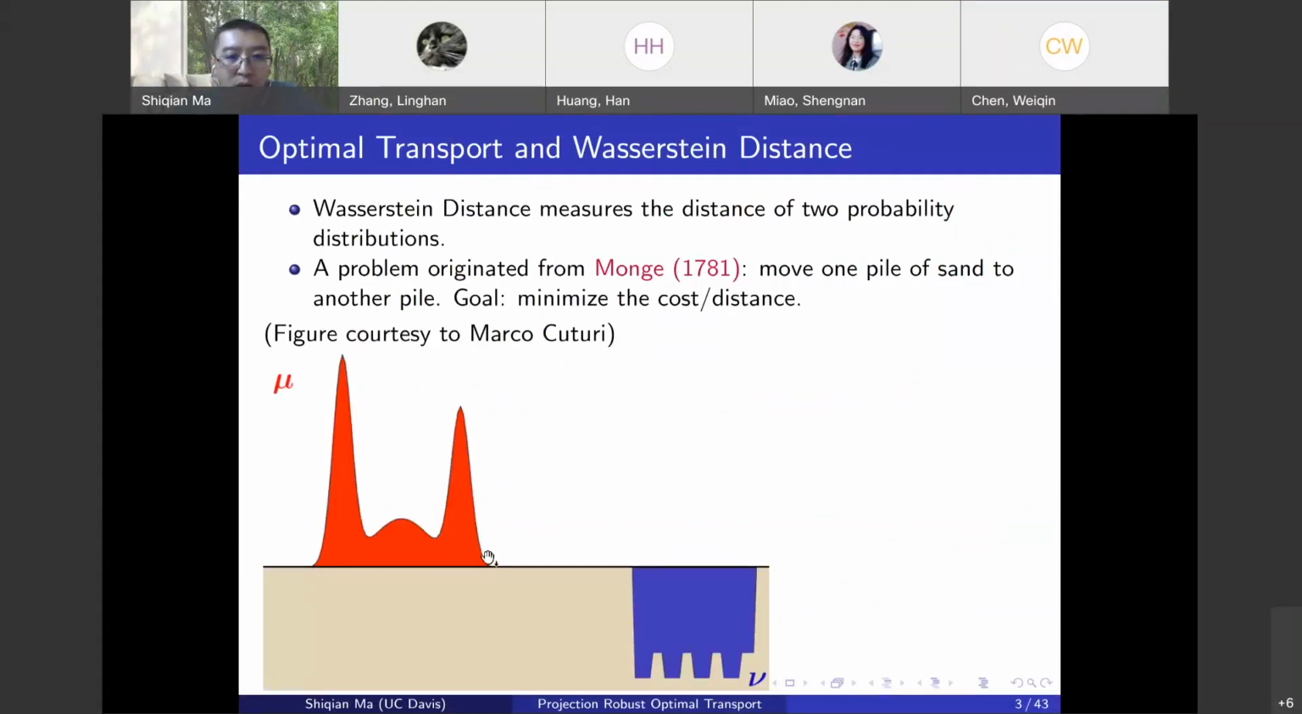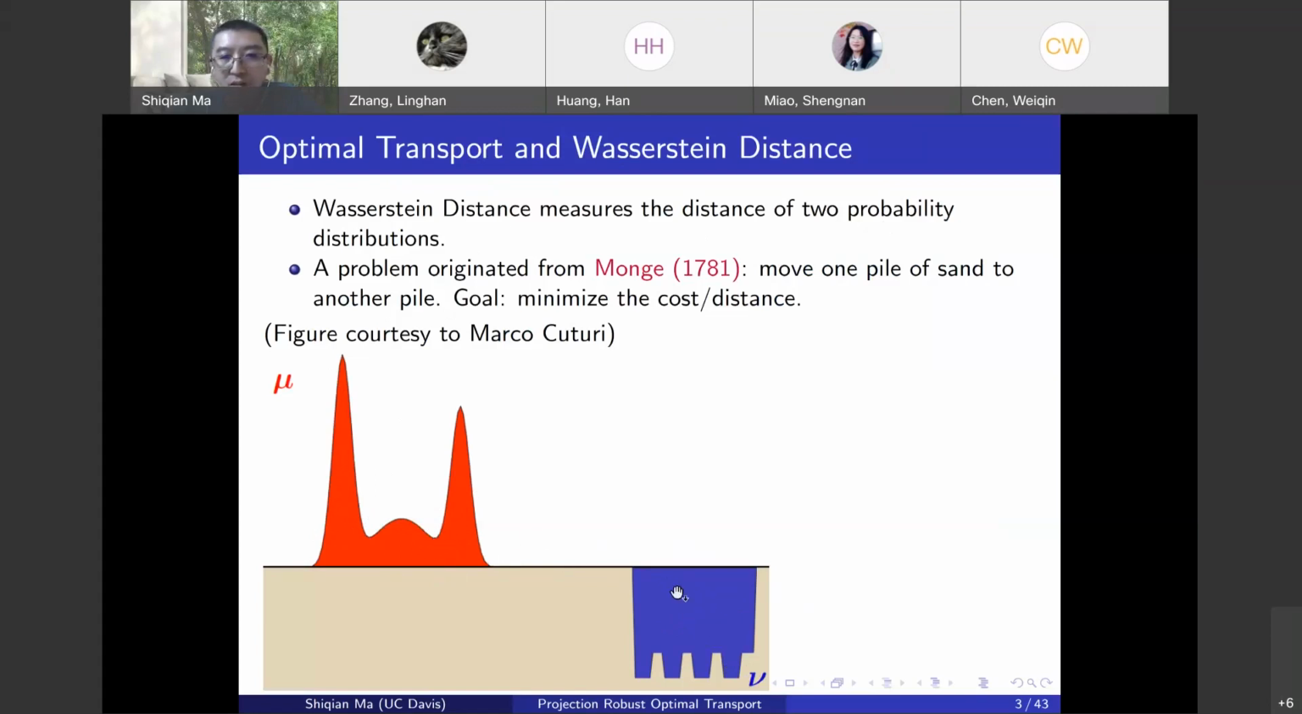Okay, so for example, I have a figure here. In this red part, this is a probability distribution. So the integral of this curve is equal to 1. And I have another probability distribution here denoted by mu. The integral is also equal to 1. Okay. So then basically, I want to measure the distance between these 2 probability distributions.